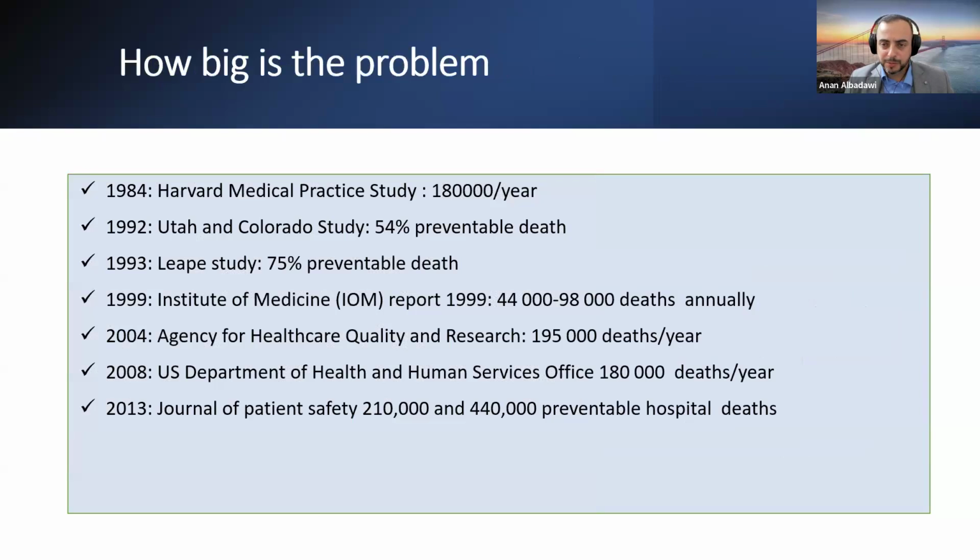So how big is the problem? If you look at these horrible statistics, the first landmark study was done at Harvard in 1984, which showed that around 180,000 patients die yearly because of medical errors. Then the IOM report came in 1999, speaking about around 98,000 patients dying annually because of medical errors. As you can see, the rest of the studies show horrible numbers, especially the one in 2013. So despite the advancement in technology and medicine, preventable death was still high.